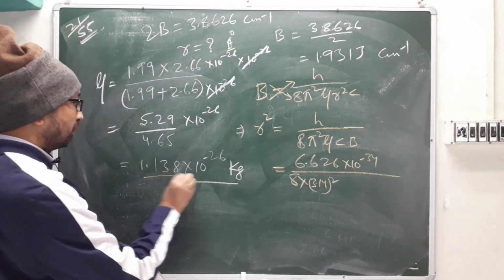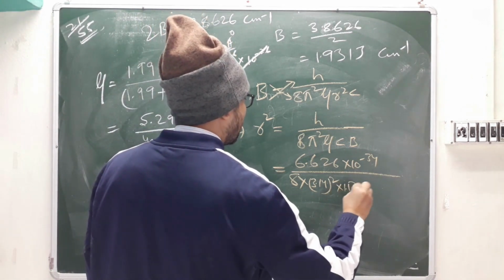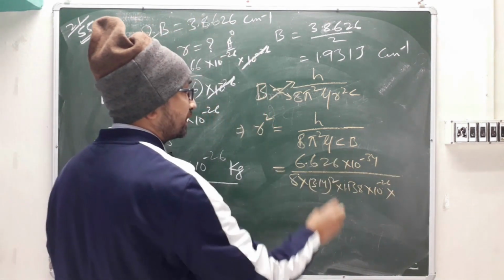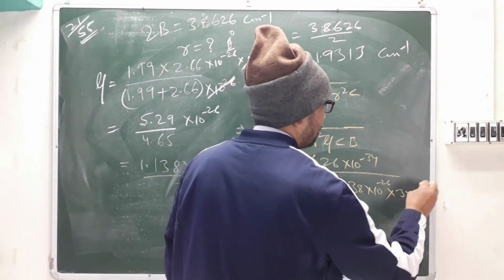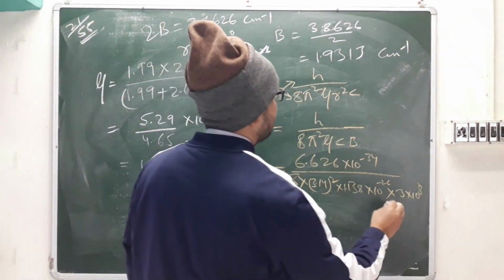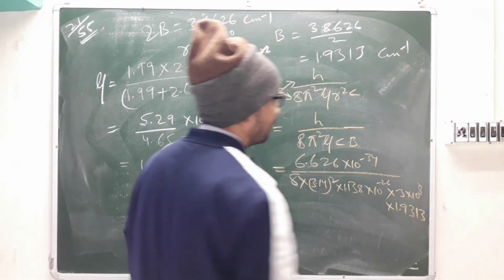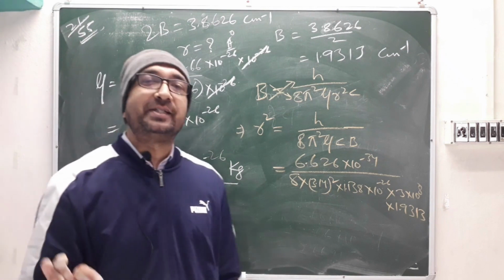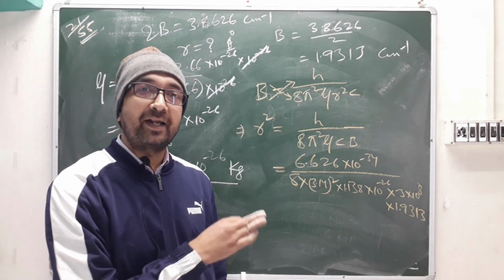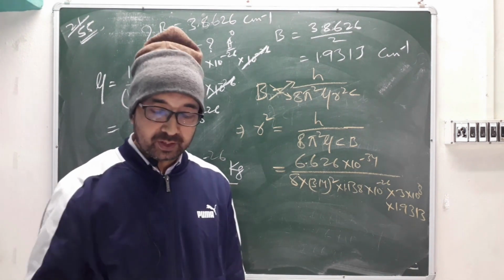The reduced mass value we have already: 1.138 into 10 to the power minus 26, into the c value, which will be 3 into 10 to the power 8 meter per second. And what is the B value? B is 1.9313. Okay, you just have to do the calculation, that's all. In the examination also you have to concentrate while solving this type of question. Either you will get the correct answer or you will not get the answer, correct?